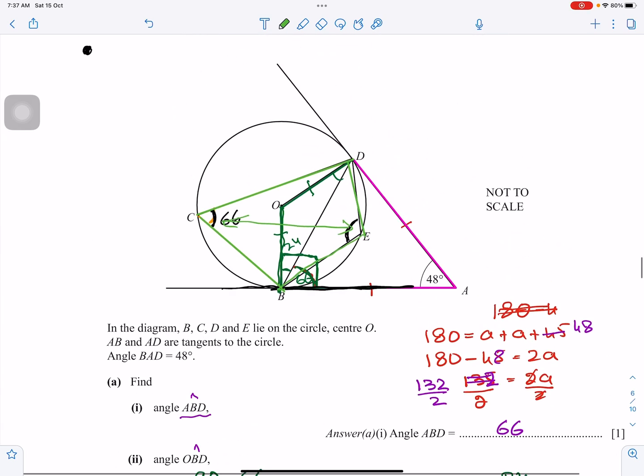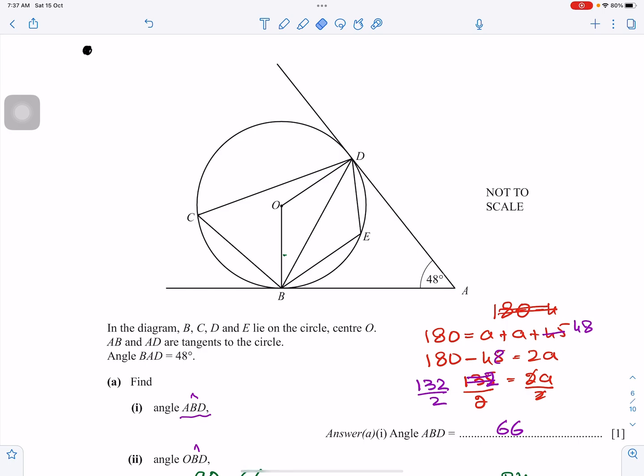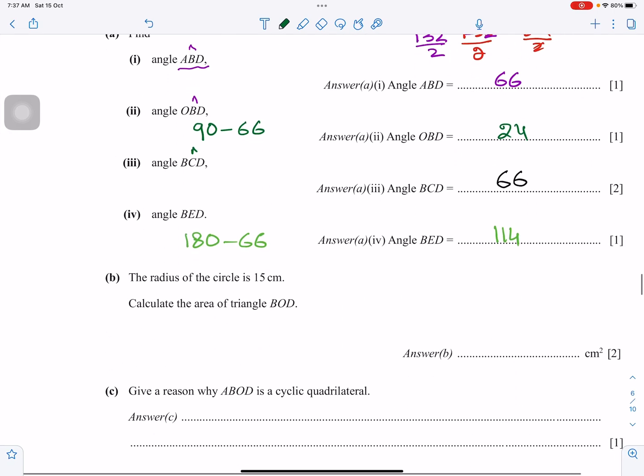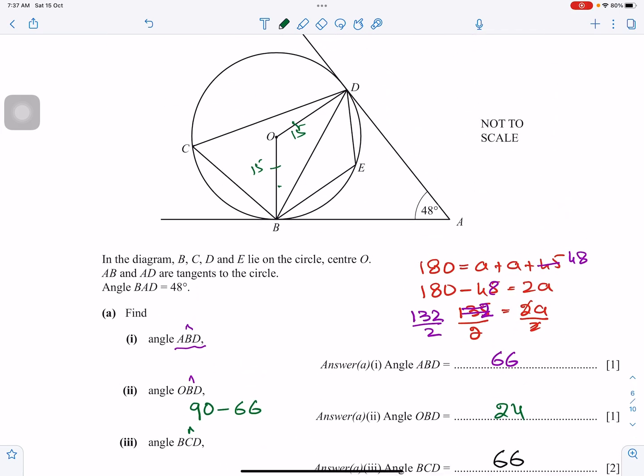Let me erase the whole diagram now, otherwise it will not be clear. Okay. So radius of the circle is this, and the question is saying it is 15 centimeter. What is asked here? Calculate the area of the triangle BOD. This area we have to calculate. And this angle we have just found, it was 24. This was 24.